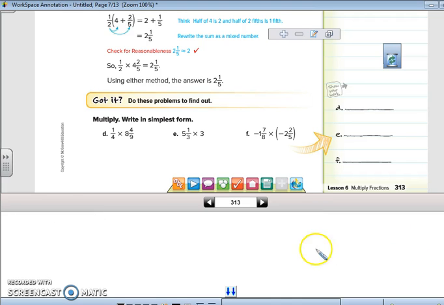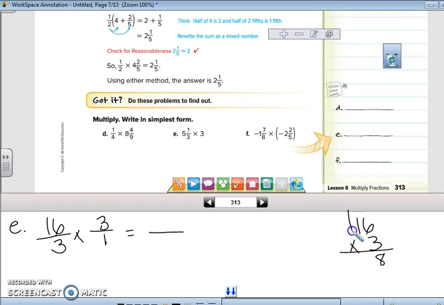If you need to pause, pause. 5 and 1/3, I'll go ahead and do the MAD. So multiply is 15, add is 16, keep the denominator. We're going to write 3 over 1 since it's a whole number, I have to change it. And I'm multiplying the numerators. So you get 48 over 3.